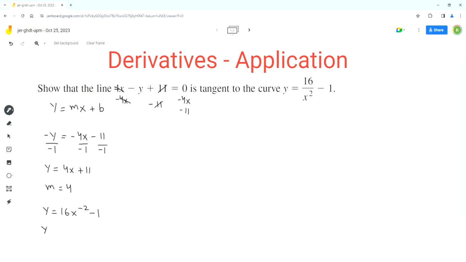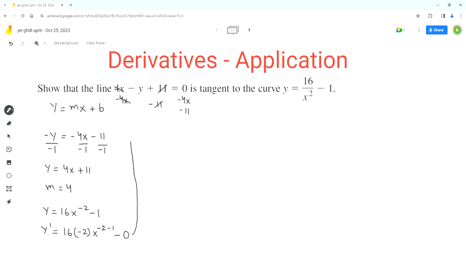So we can use the prime notation. So y prime equals, so we have to find the derivative of 16x exponent negative 2. So it will be 16, and now as per the power rule, it will be negative 2, and then x exponent negative 2 minus 1, and then minus 0, because 1 is a constant, so the derivative of 1 is 0.